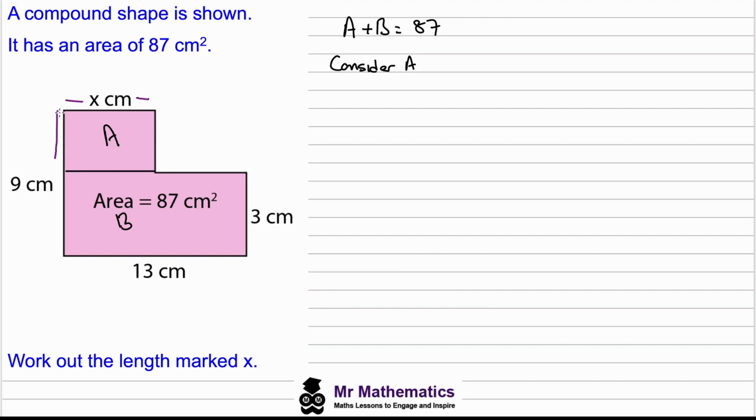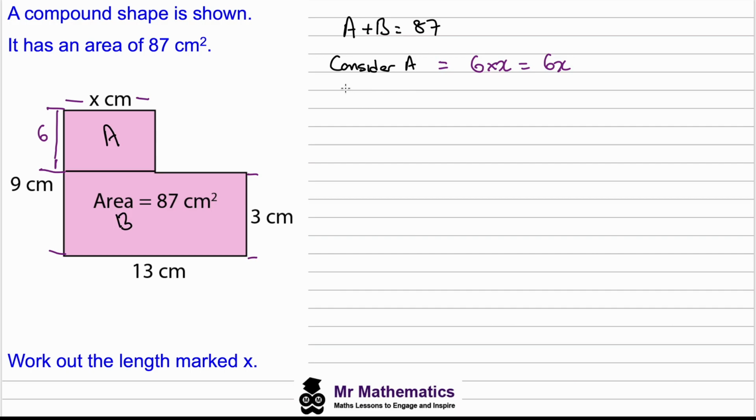But we do know that from here to here, the length is 9, and we know this length is 3. So clearly it's not to scale, but the difference between the 9 and the 3 must be 6. So the width of A must be equal to 6 units. So the area would be 6 multiplied by x, or just 6x.